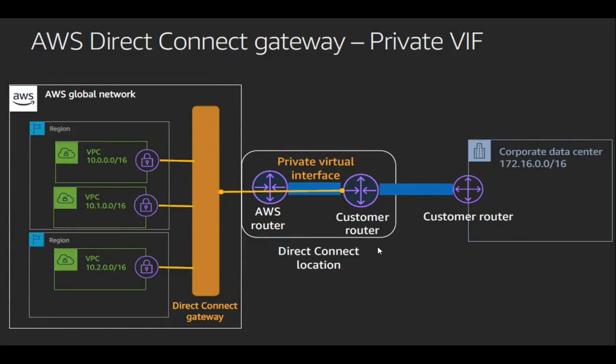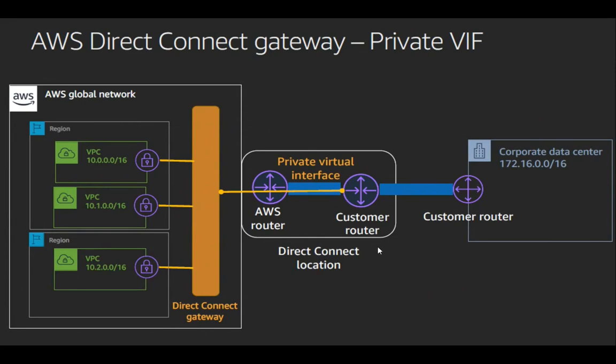Now we'll see what is private VIF. We already saw that in our previous slide, but let's look at the private VIF in context with Direct Connect gateway. As you can see in the slide, we have 2 regions. One region has 2 VPCs, 10.0.0.0/16 and 10.1.0.0/16. The other VPC, 10.2.0.0/16, is in another region, right? The good thing is with Direct Connect, you can also connect to multiple regions.